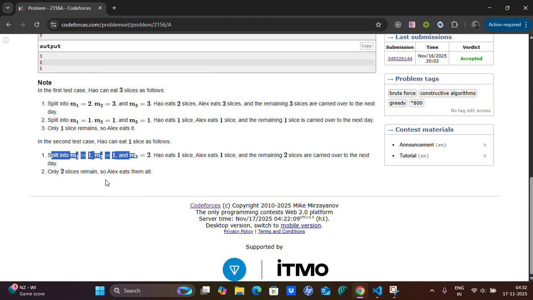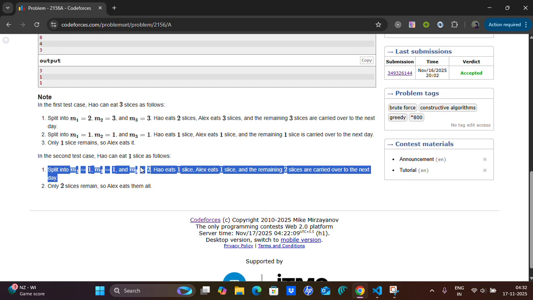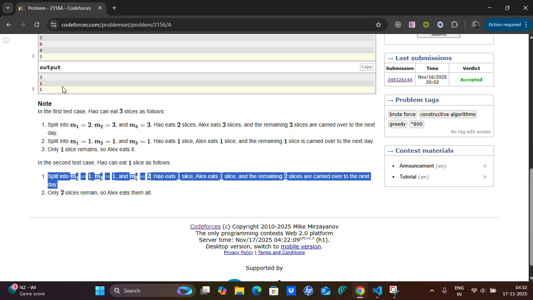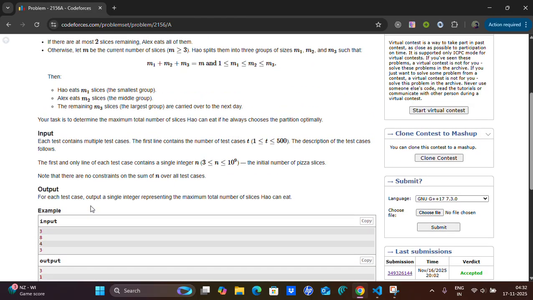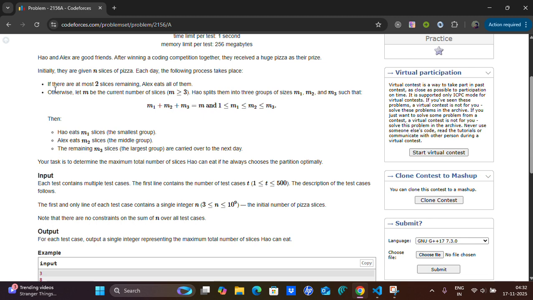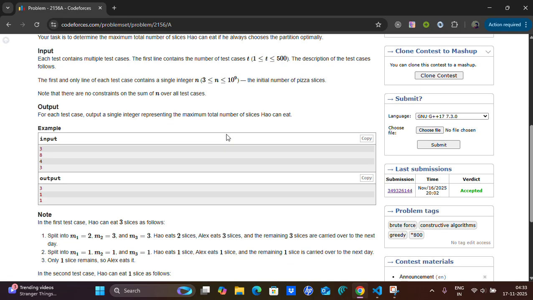here in the second test case it is given that n is 4, and when the number of slices is less than 3, then the remaining slices will be eaten by Alex himself. You can clearly see it is also given here. If there are at most two slices remaining, it means the number of slices is less than or equal to 2, then all the slices will be eaten by Alex himself, right?